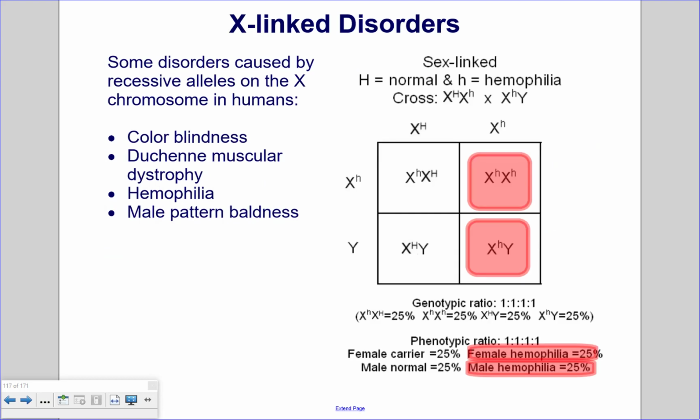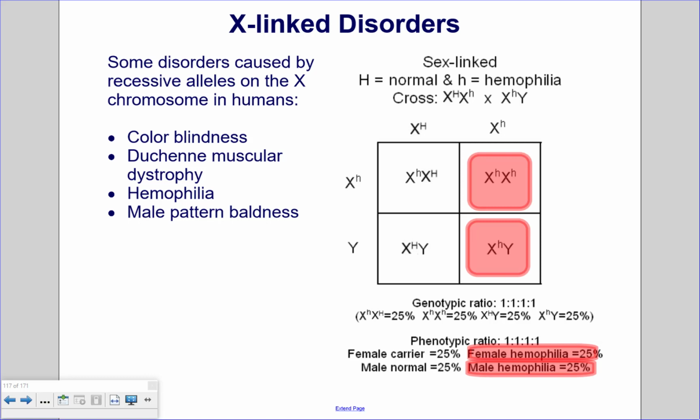X-linked disorders. Some disorders caused by recessive alleles on X chromosomes in humans include color blindness, Duchenne muscular dystrophy, hemophilia, and male pattern baldness. Because males only have one X chromosome, these conditions are much more common in the males than in the females.